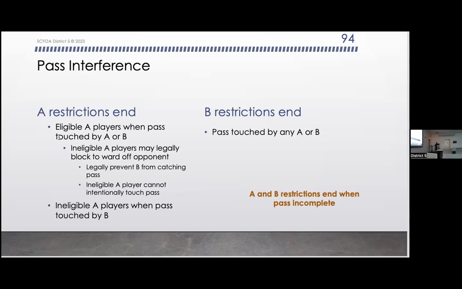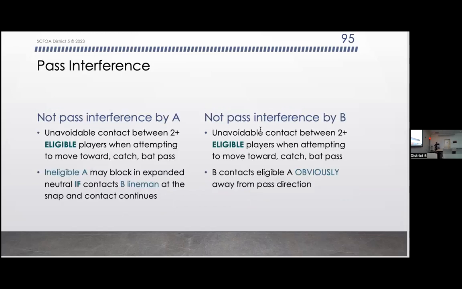A pass interference restrictions end for eligible A players when a pass is touched by A or B. These are pass interference restrictions now, not eligibility restrictions. Ineligible players may block to ward off an opponent. So I would get the book and deep dive these things and just know what they can do. B restrictions end when pass is touched by A or B. Of course, they end for everybody when pass is incomplete.